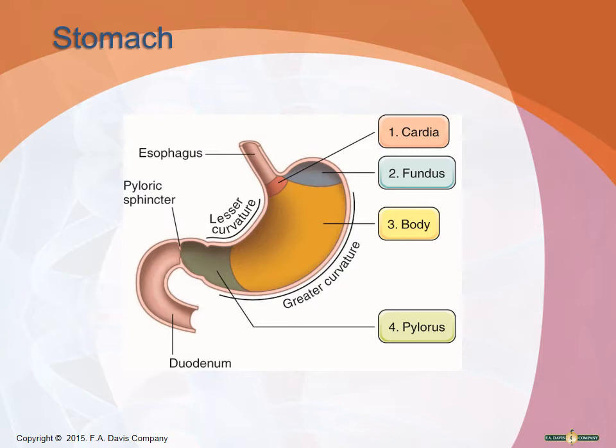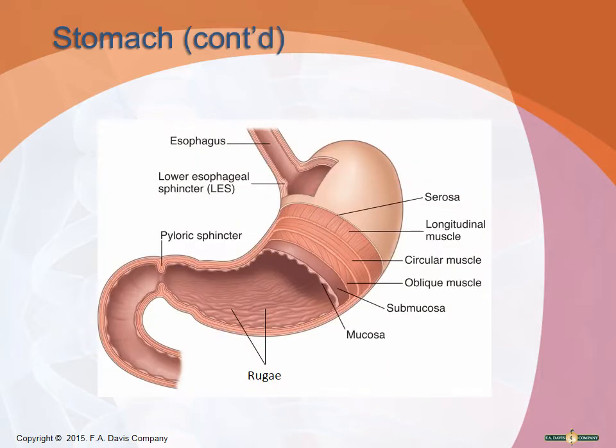So the stomach has the same layers: the mucosa, submucosa, muscularis, and serosa. But the only difference is in the muscle layer, the muscularis layer, there are actually 3 muscle directions. You still have the longitudinal, you still have the circular, but now you have an oblique, which is at an angle. And the whole benefit of this is that it can cause that churning, that mixing in the stomach that's necessary.